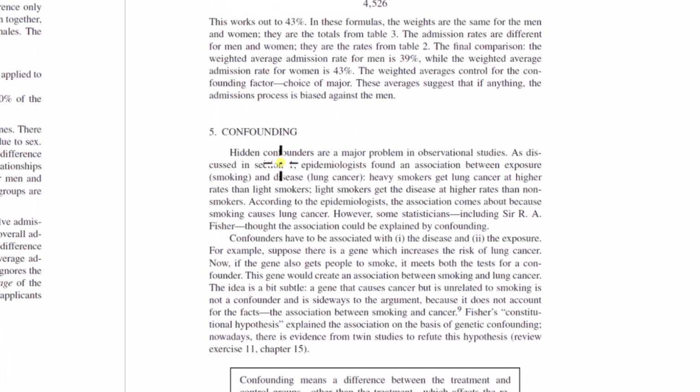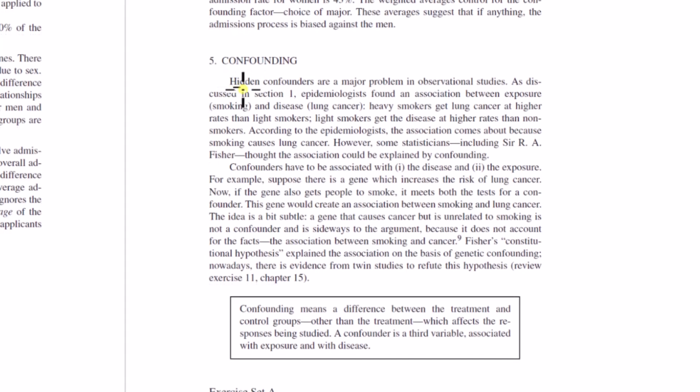Okay, so hidden confounders are a major problem in observational studies. As discussed in section 1, epidemiologists found an association between exposure, smoking, and disease, lung cancer. Heavy smokers get lung cancer at higher rates than light smokers. Light smokers get the disease at higher rates than non-smokers. According to the epidemiologist, the association comes about because smoking causes lung cancer, right?